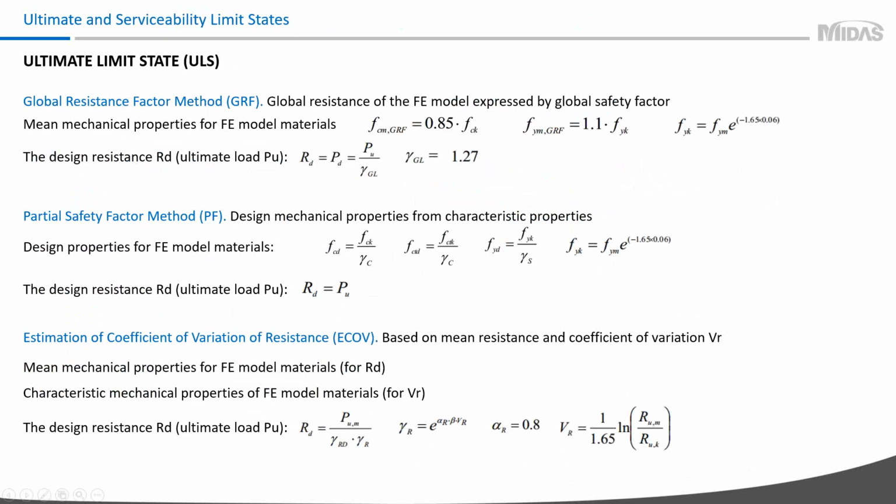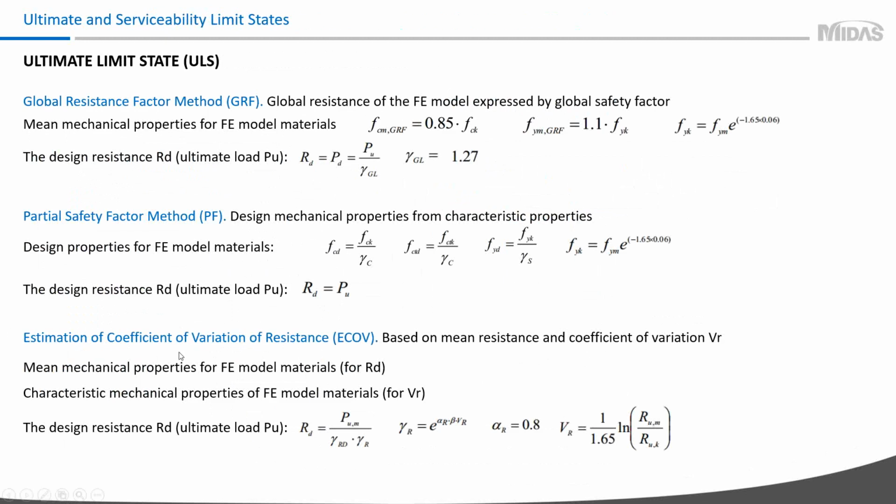The second method is based on design properties. So when you create your model, you apply design material properties and perform analysis. Once analysis is done, the ultimate load that you receive from analysis will be the design resistance.